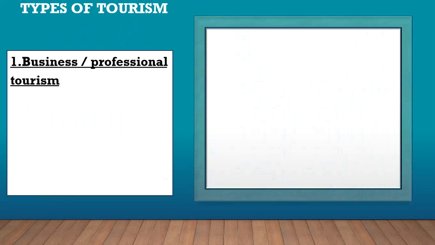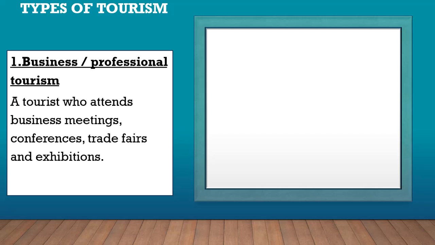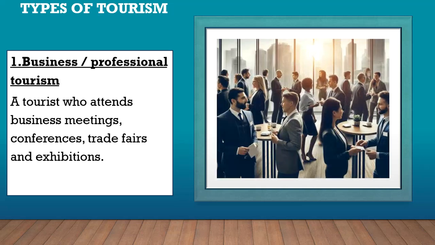The first one is a business or professional tourism. So this is a tourist who attends business meetings, conferences, trade fairs, exhibitions. So a business or a professional tourist mainly comes or visits a country for business purposes, as we can see in the picture there.